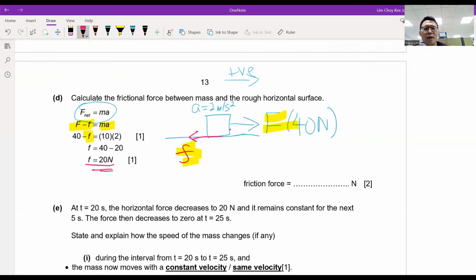It's just that it is a standard approach for most of the Newton's questions that you see in the textbook or even in other papers. The only difficulty that I think students might encounter is actually deciphering the information from the question.